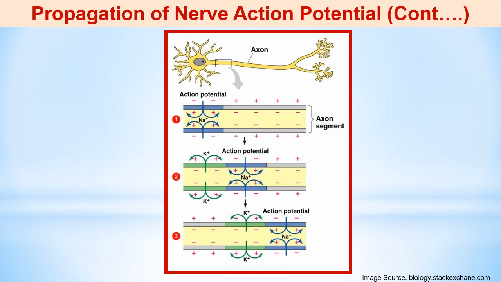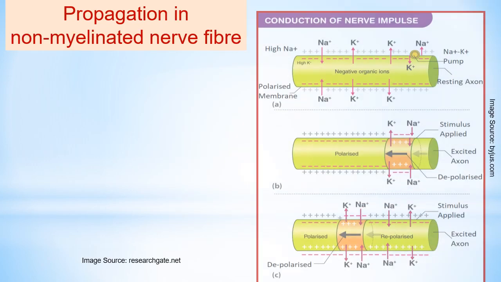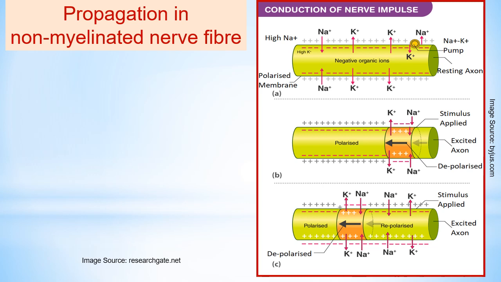In the next diagram, you can see that this process of sodium entry and generation of action potential spreads, and the repolarization of the membrane behind this action potential also occurs simultaneously. We can explain the conduction of nerve impulse in a non-myelinated neuron through this diagram. We can see that the membrane is polarized here. This is the axon membrane, and the inside of the membrane is negatively charged and the outside is positively charged.